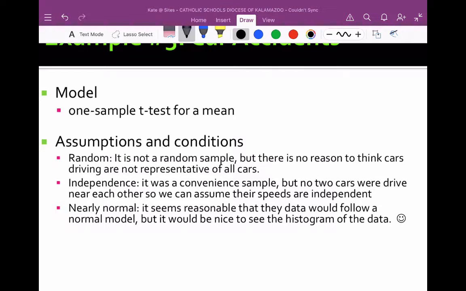And then the nearly normal condition. It seems reasonable that the data would follow a normal model. Some are going to maybe drive a little slower, some may drive a little faster, most will probably be right around the speed limit. However, it would be nice to see the histogram of the data to be able to make sure that the data is actually unimodal and symmetric. And we would have to state that when we are checking the condition.